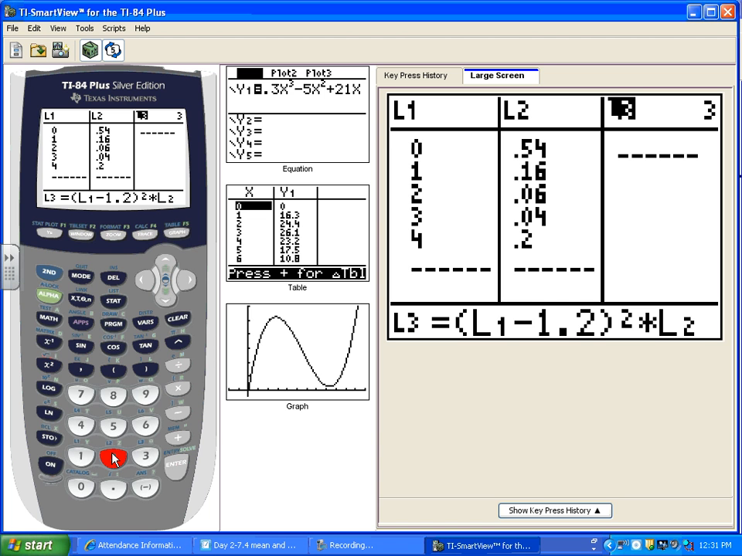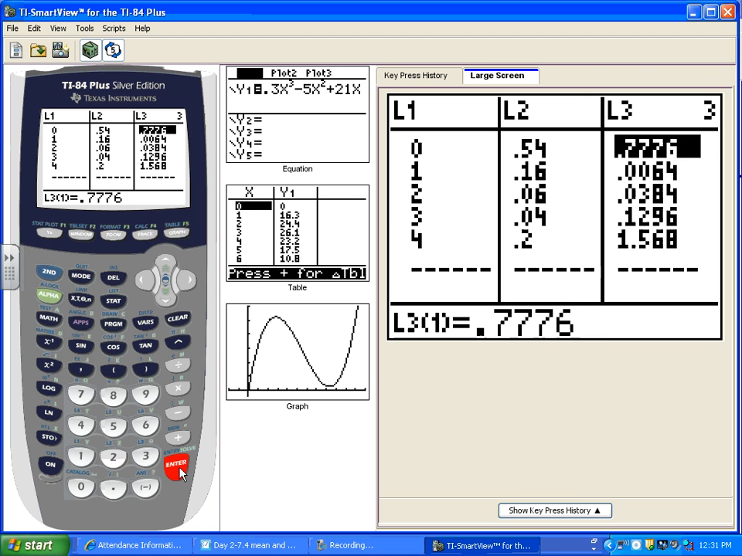L2. Okay? There you go. Again, we could have done that by hand. I just think it's easier to work in the calculator. And now what do I need to do with that? I need to sum it, and that will give me my variance, and then my standard deviation.